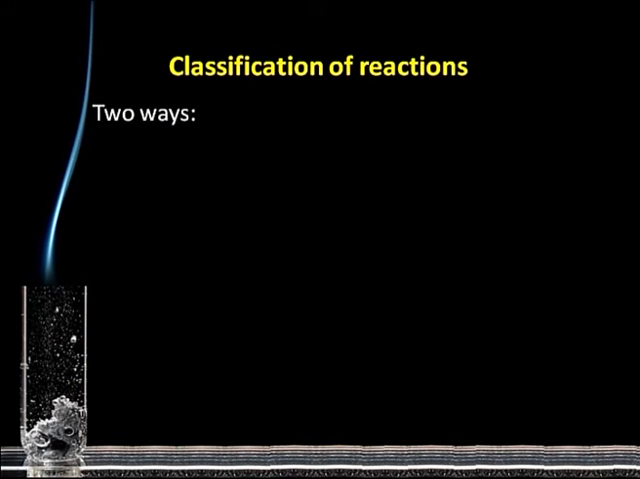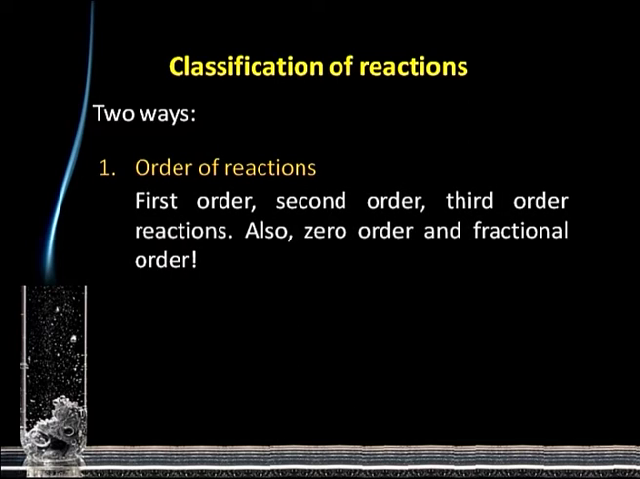There are two ways in which reactions can be classified. The first way is in terms of order of reaction. This word order is actually borrowed from mathematics, where the differential equations are classified as first order, second order, third order, etc. Since our rate laws are differential equations, we can safely use the terminology here to classify the reactions in terms of order, that is first order, second order, third order reactions.